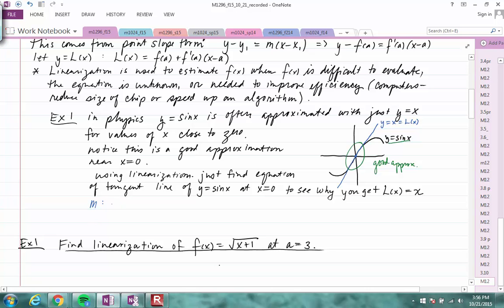To do that, we're going to take the derivative of y, and we of course get cosine. And then we're going to go ahead and plug in x equals 0. Cosine of 0 is 1. So our slope is 1.